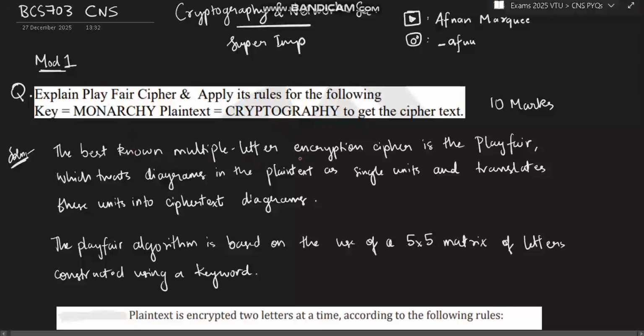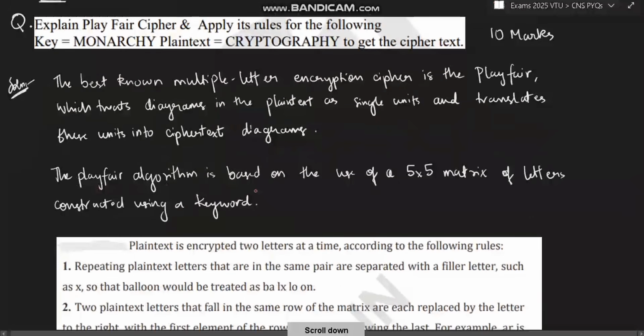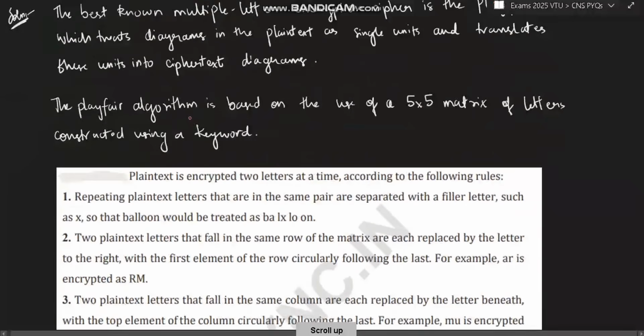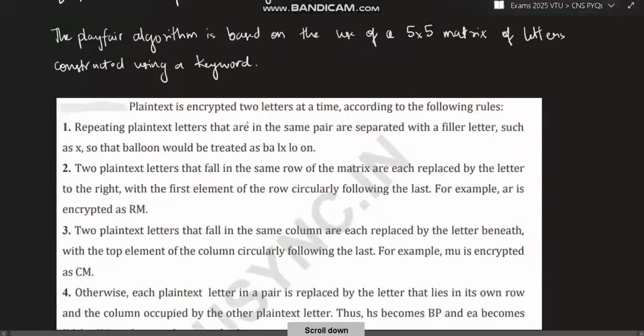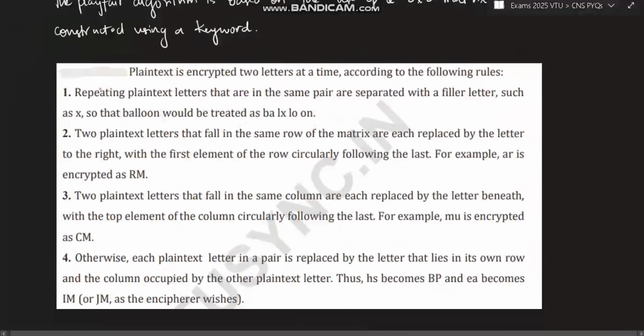The best known multiple letter encryption cipher is the Playfair cipher, which treats digrams in the plain text as single units and translates these units into ciphertext digrams. That means each of these is considered as a single character and those are converted to ciphertext. Okay. The Playfair Cipher algorithm is based on the use of a 5 cross 5 matrix of letters constructed using a keyword. Okay. So since they have asked in the exam to apply its rules, we also need to know what the rules are for the Playfair Cipher.